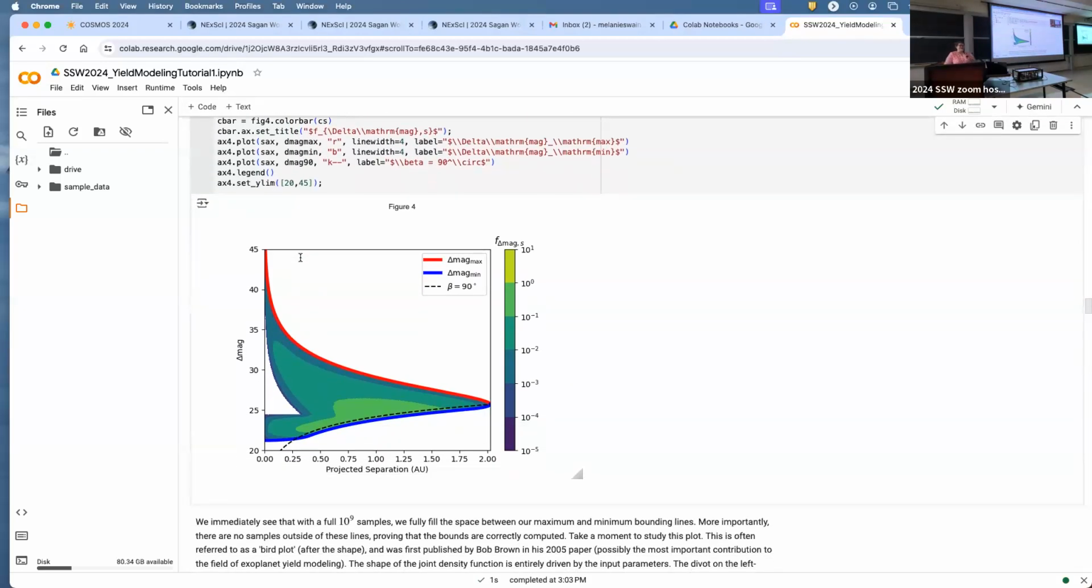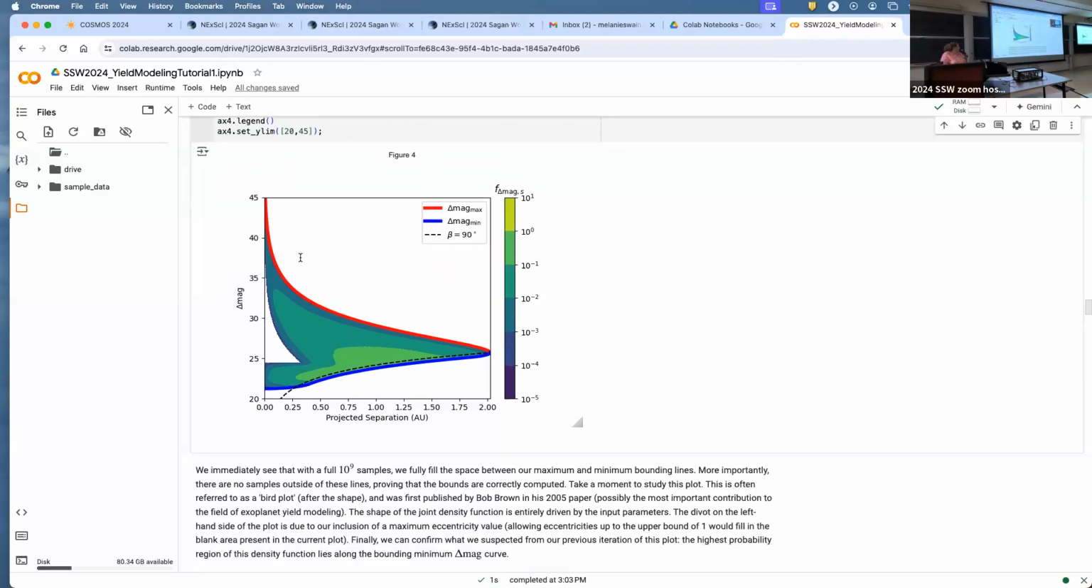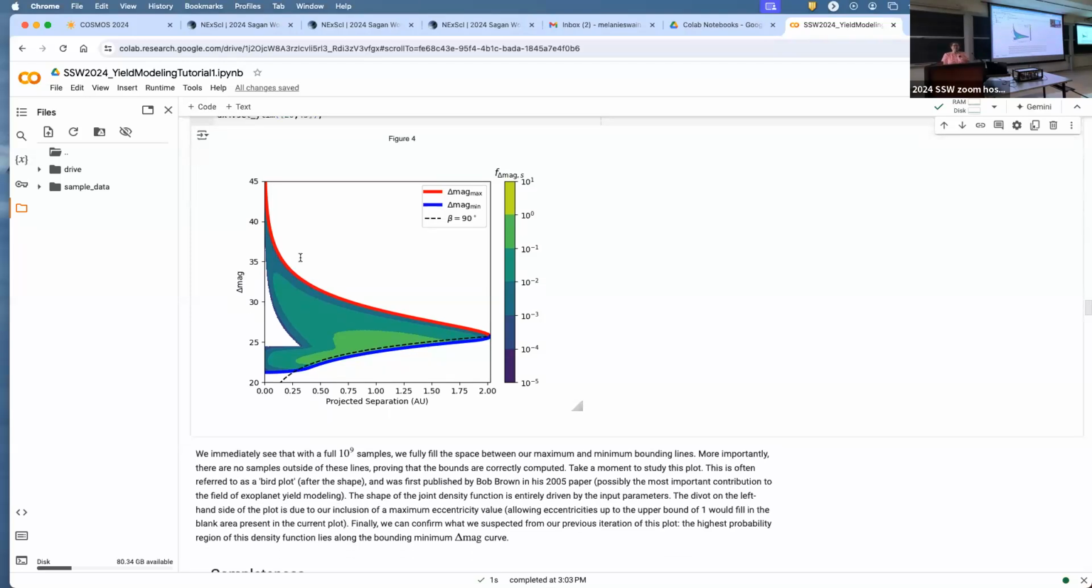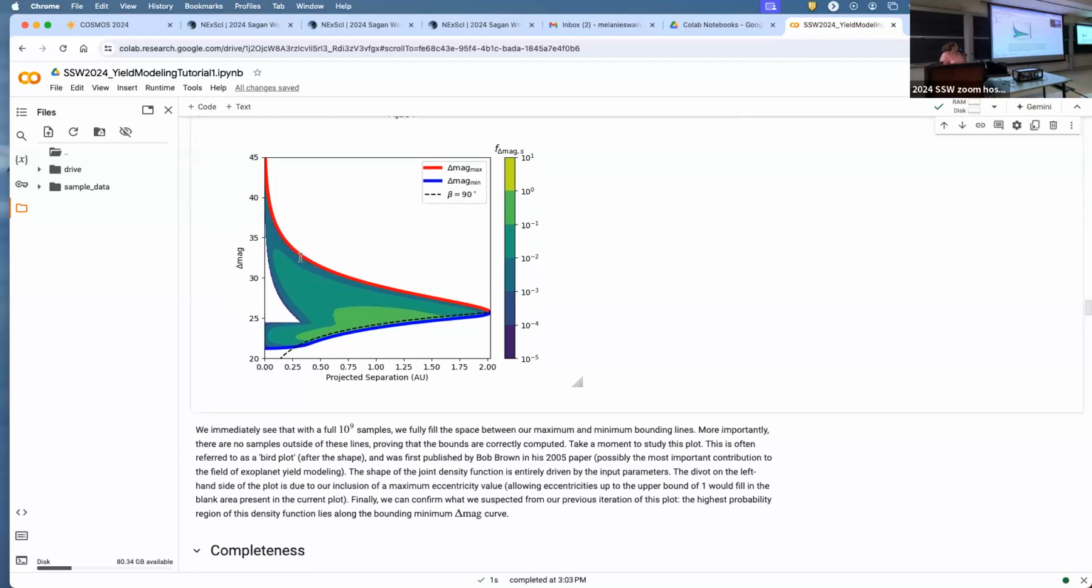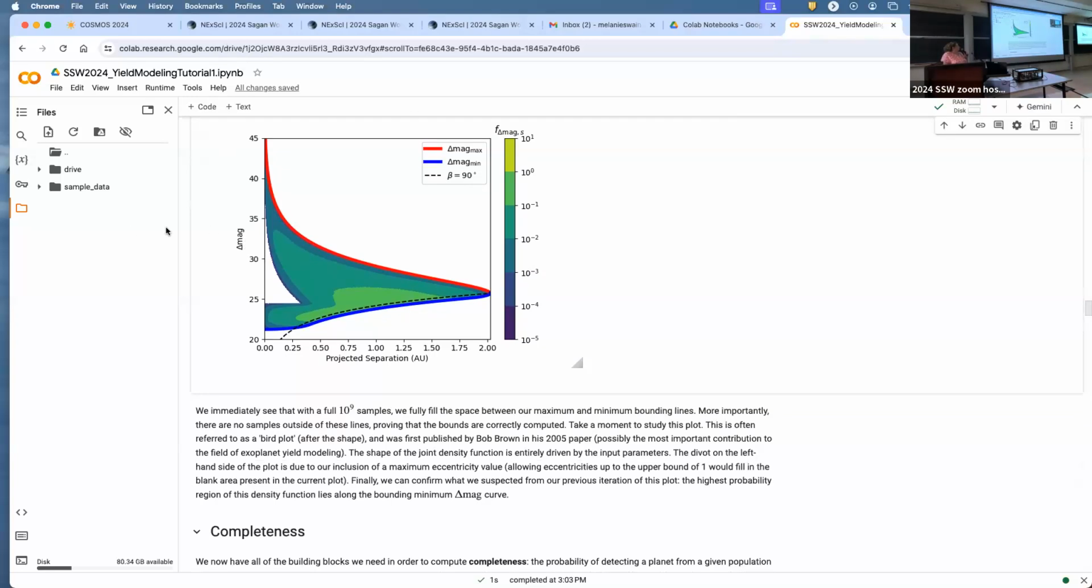So now we've loaded that data set, and it looks a lot more filled in, and it looks a lot more similar to the Bob Brown bird plot. And we're at 10 to the 9 samples, not 10 to the 8. So we filled in all of the space between our minimum and our maximum delta magnitudes. And also we can see that there are no samples outside of our bounding lines. And this plot is called the bird plot because it looks a little bit like there's a wing and a wingtip up here and a tail over here and the head of the bird over this way.